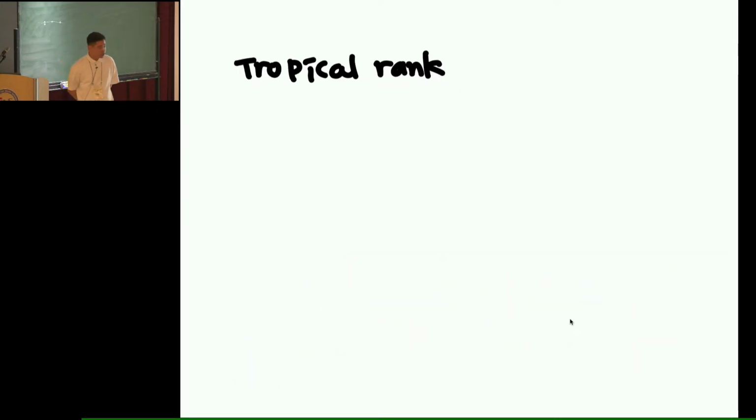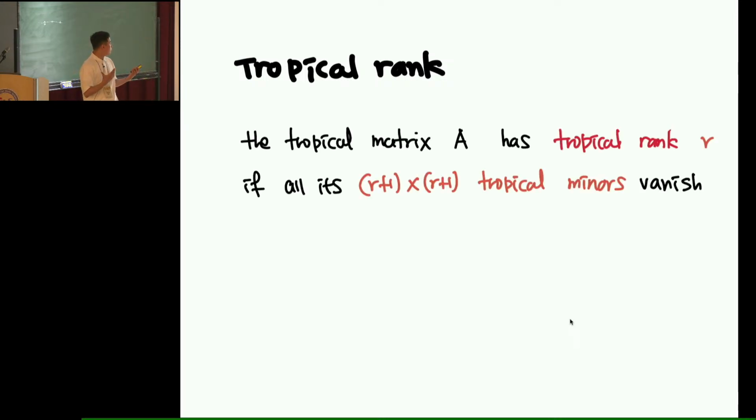Now I want to talk about rank in the tropical setting. I want to talk about the tropical rank. I wish you remember the definition of the rank that I mentioned before, but I want to talk about tropical rank. A matrix has tropical rank at most r when the (r+1) tropical minors vanish. So this is the definition that I want to use. Of course, there are many different concepts of rank in the tropical setting, but I want to use this definition. I just want to stick with the tropical rank today.